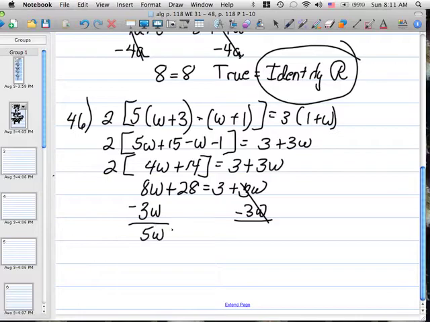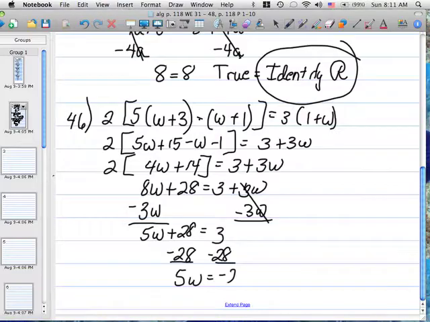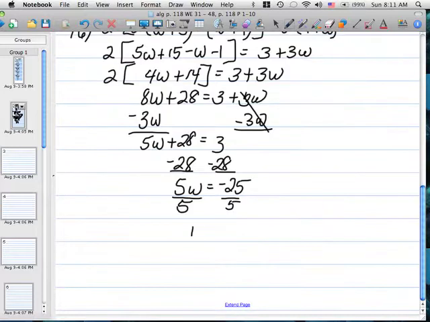That gives me 5w plus 28 equals 3. Subtracting, undoing the addition, subtracting the 28 from both sides, I get 5w equals negative 25. Divide by 5, and my solution is w will equal negative 5.